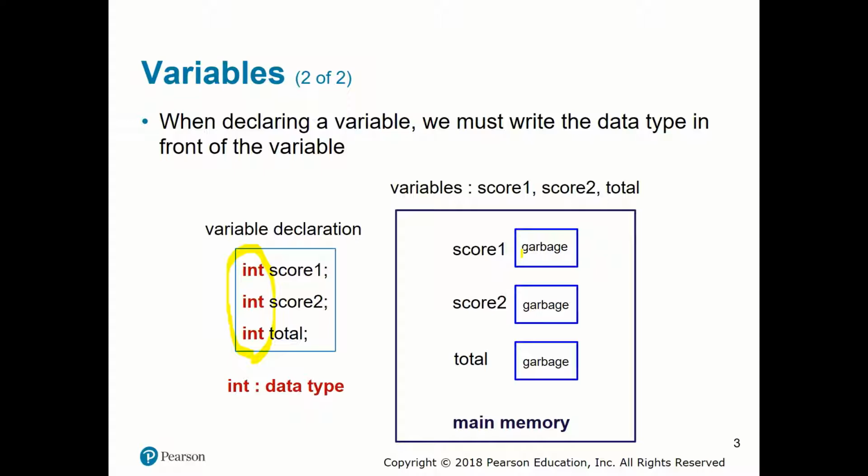And here I write garbage inside. This means that if we declare variables like this, it only creates a space. So it will hold some garbage value at first. So later we will store some value to here. Then at that time the garbage will disappear.